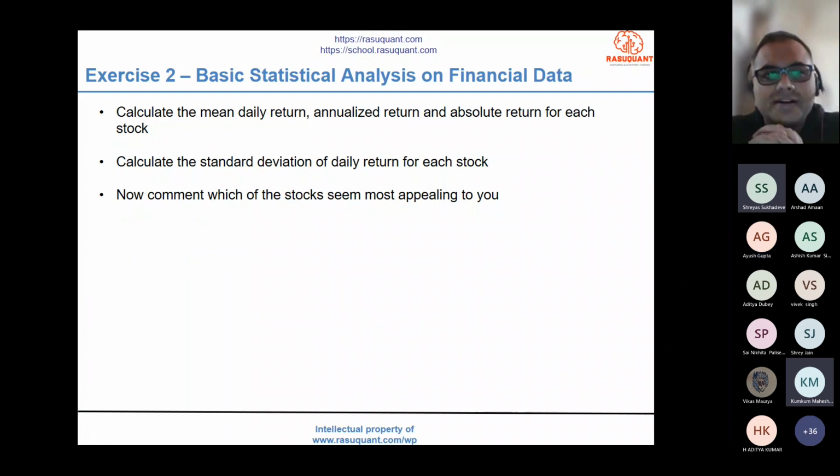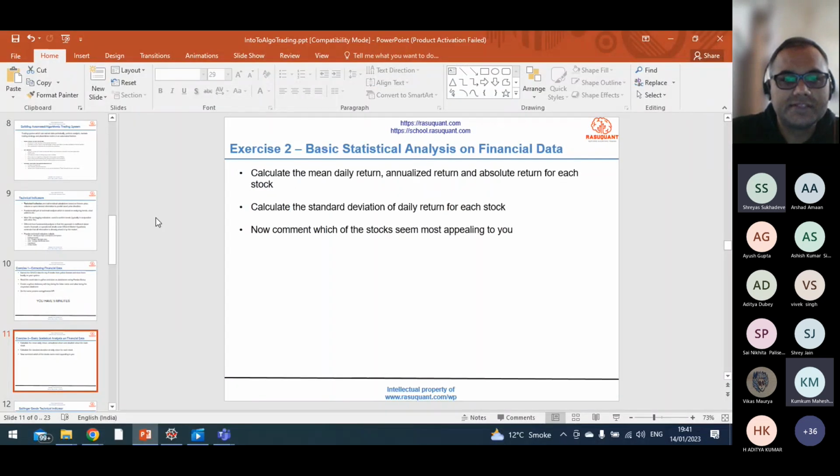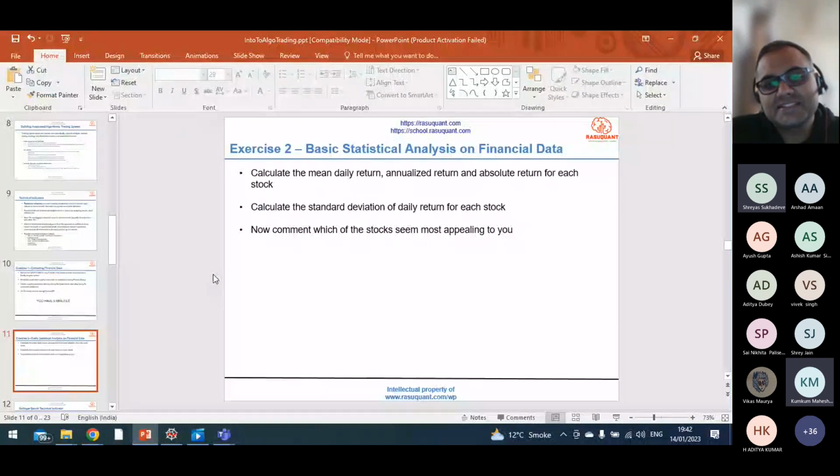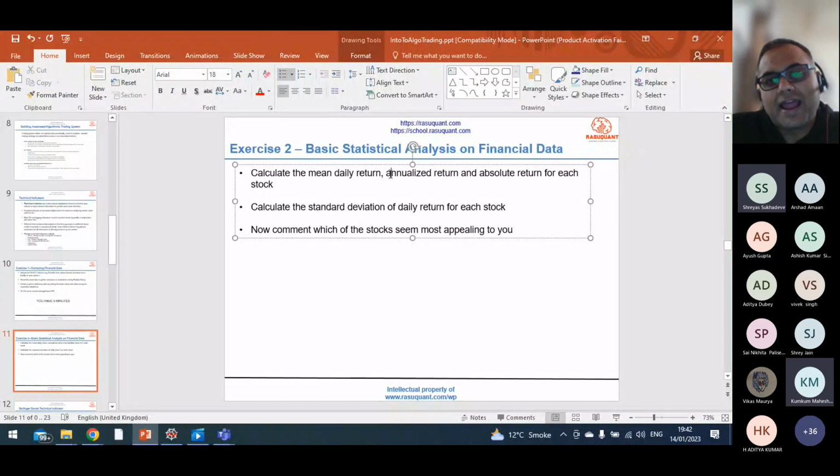All right. So this is a second exercise I want you to do. Hopefully you have been able to get your stock data structure. Now all that you will have to do is some analysis and tell me which stock is the one that you would be interested in. A basic analysis would be to find the mean daily return, the annualized return, or the absolute return for each stock.